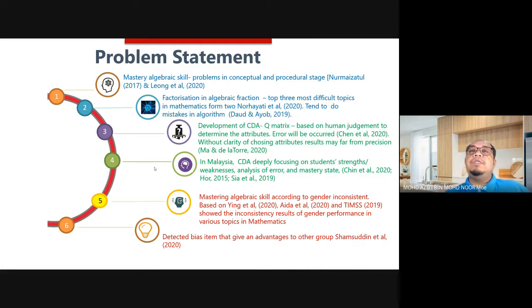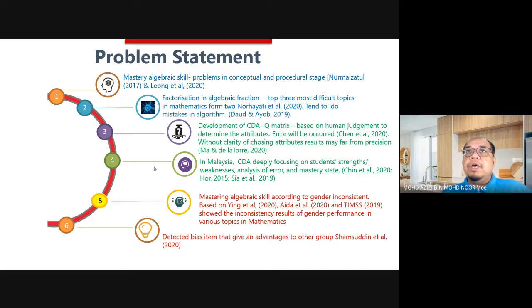Therefore, there are issues in the instruments, in the development of the cognitive diagnostic assessment, which involves the Q matrix. The Q matrix is about choosing the related attributes. When choosing the related attributes, it is based on the human judgment of subject matter experts. When we rely on human judgment, errors can occur. Therefore, without clarity in choosing attributes, results may be far from precise.